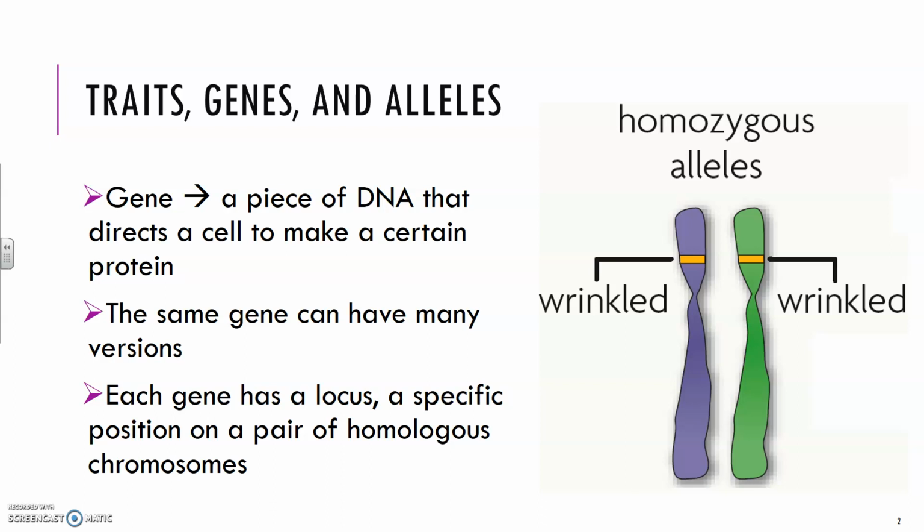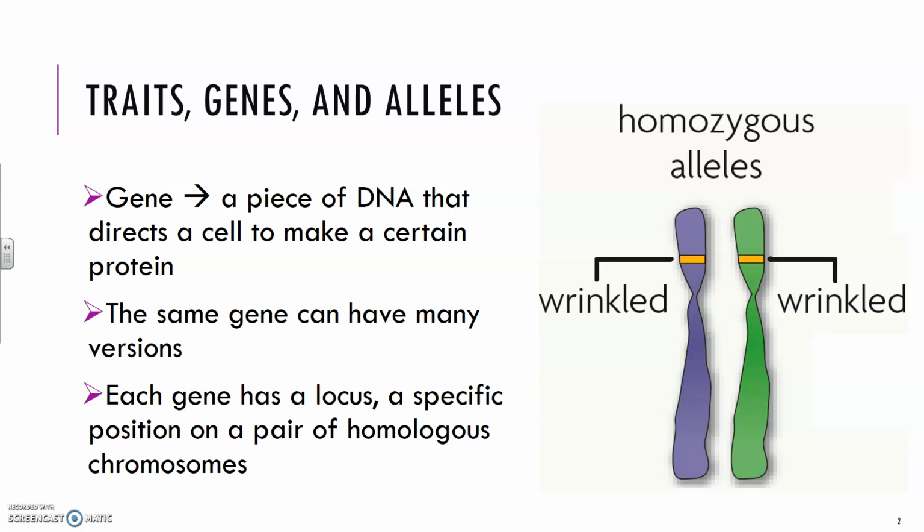Okay, it's a specific position on a pair of homologous chromosomes. So you have your two homologous chromosomes here. Remember, homologous just means that they have the same genes, okay? The same types of genes, not necessarily the same alleles. So we've got the same type of genetic information on both of them. And they have a locus on them, which is the specific position of a gene.